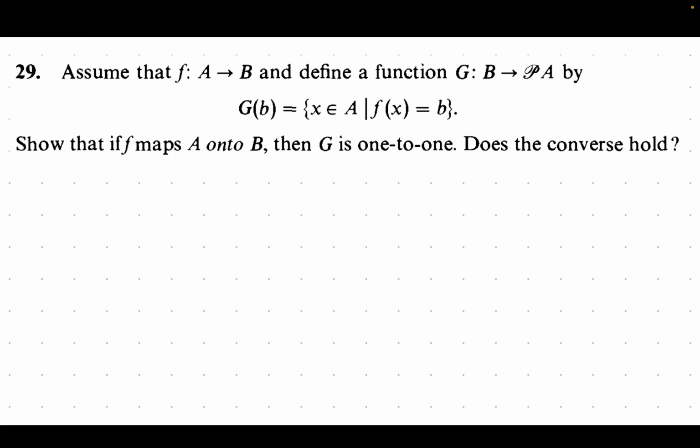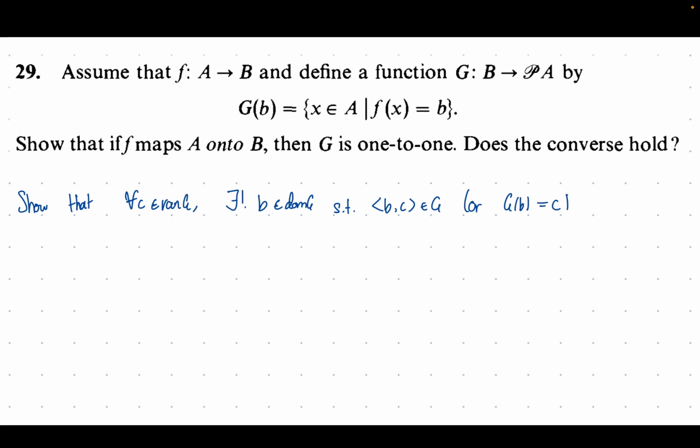We want to show that g is 1 to 1, meaning that for all, I'm going to call it c, in the range of g, there exists some unique b in the domain of g such that (b, c) is in g, or g of b is equal to c.